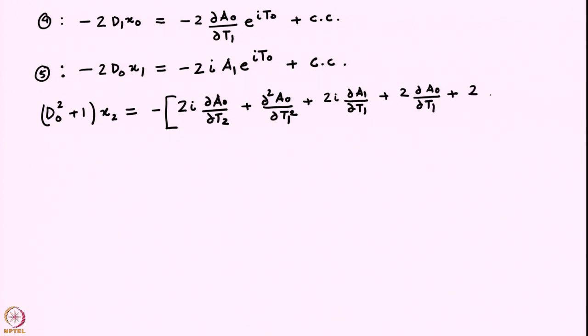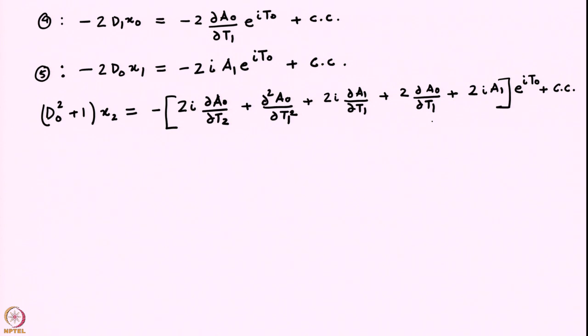We can take a 2 also common. In the second term there is no 2, so we cannot take 2 common. Okay, fine. And then the fifth term is twice i E1 e to the power i T0 plus the complex conjugate of everything on the left. So the complex conjugate of this whole thing in square brackets multiplied by e to the power i T0.